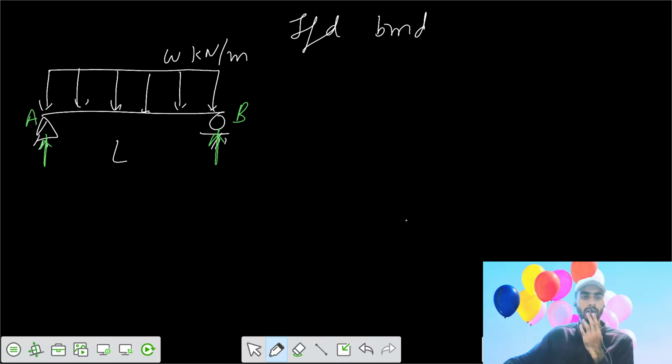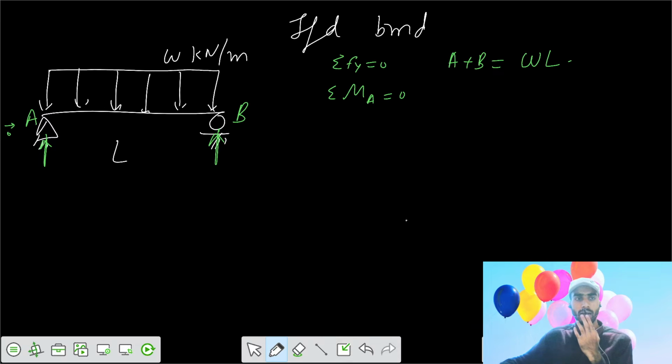We know the horizontal reaction at A equals 0. Now summation Fy equals 0, so we can write A plus B equals the UDL acting over length L, that is W into L. Now take moments about A equals 0. The effect of B is anticlockwise, B into L, minus the clockwise effect of the load W into L, which acts at its centroid, a distance of L by 2 from support A, equals 0. So the reaction at B equals WL by 2.